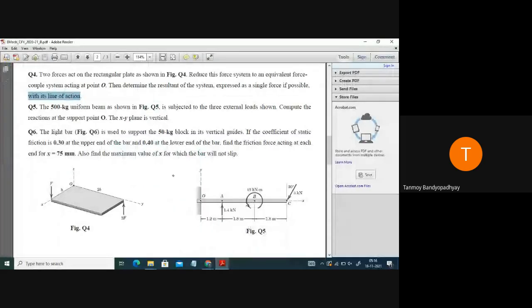So you have noted down the problem. You can take a screenshot or anything actually. You have noted the problem?